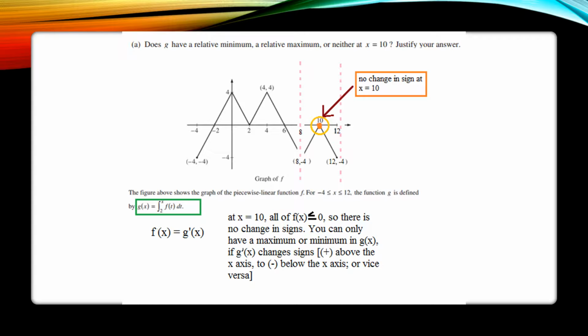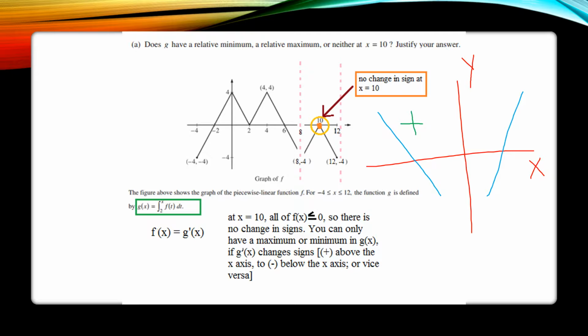On to part A. In order for there to be a relative extrema on g of x at x is equal to 10, the derivative of g of x must change from positive to negative, because at any relative extrema, g of x must have a horizontal tangent line, and must either go from increasing to decreasing, or decreasing to increasing. So, at x is equal to 10, the derivative of g of x does equal 0. However, g prime of x does not go from positive to negative, or from negative to positive, so there is no relative extrema at x is equal to 10.